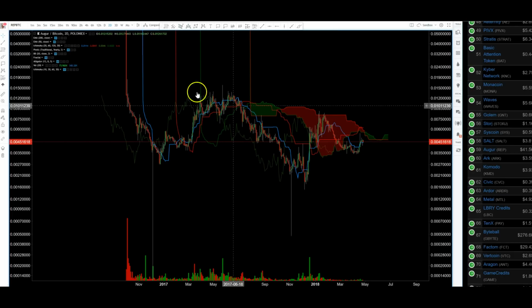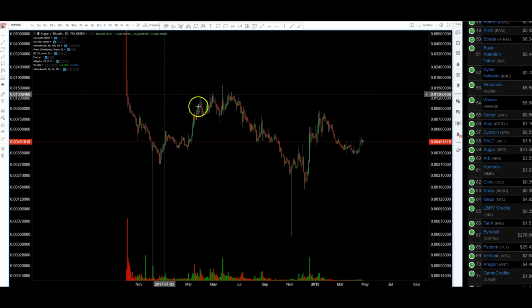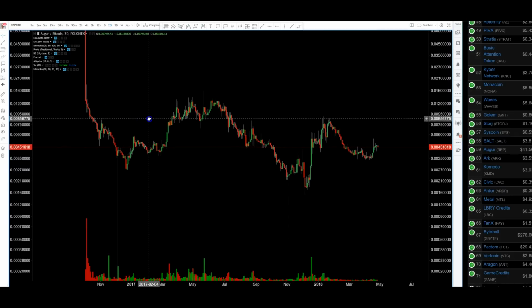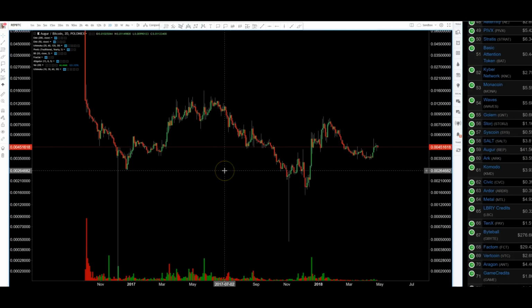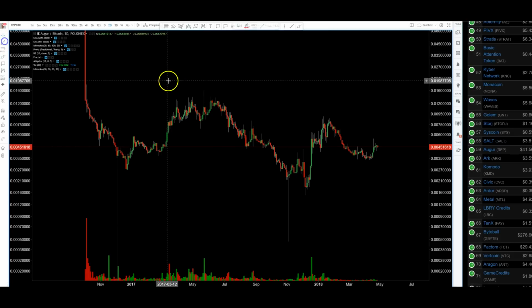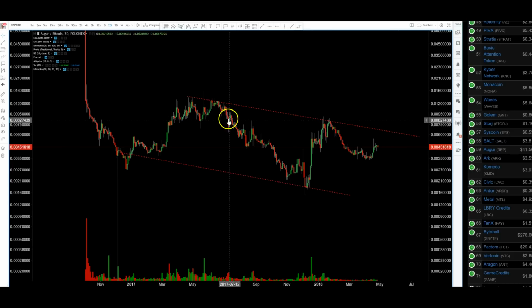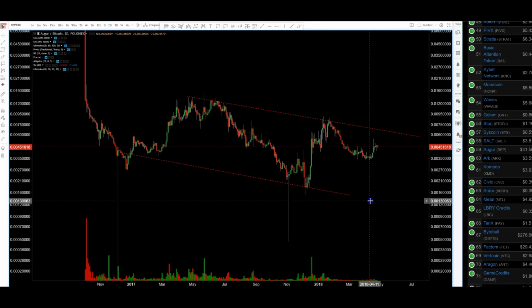Near historic lows. I don't know. It's just a mess. Definitely not a clean trend. Does not look too compelling to do anything. Just trying to find something here. I don't know. It's in like this down channel. Nothing I want to trade on that pair.